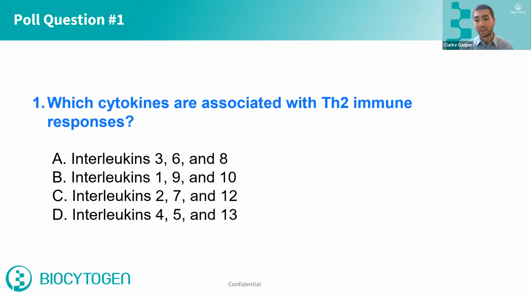And the answer is D. The Th2 type cytokines include interleukin 4, 5, and 13. These cytokines are associated with the promotion of IgE antibodies, as well as proliferation of eosinophils. In excess, Th2 responses will counteract the Th1-mediated antimicrobial actions. So the optimal scenario is a well-balanced response between Th1 and Th2.